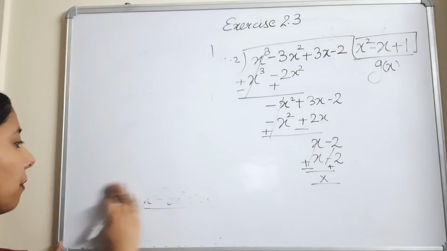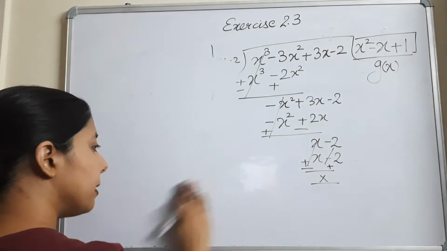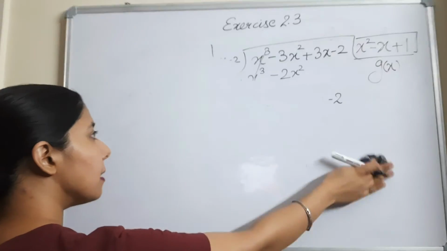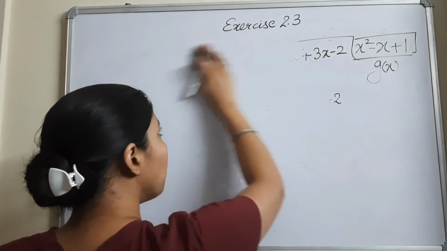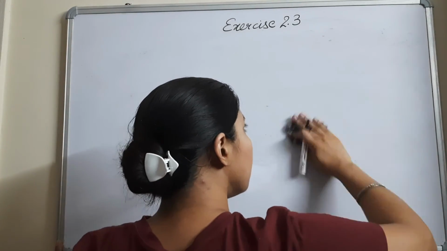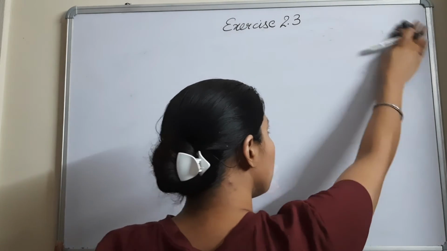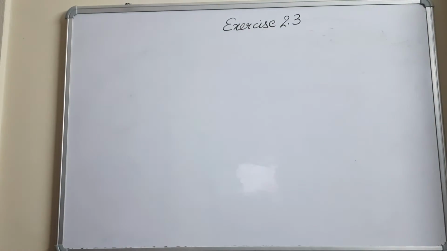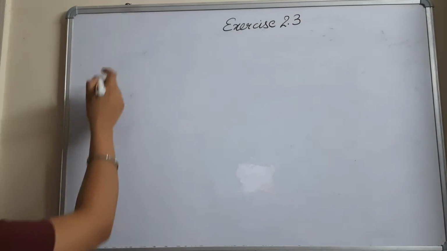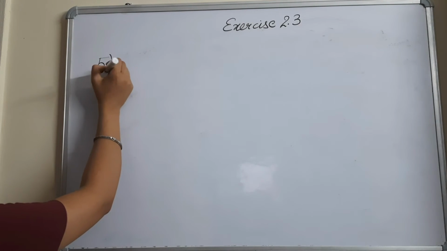So there is nothing to worry about in this chapter, polynomials. This is a very easy chapter if you are learning the concept. There is no difficulty in solving any question from polynomials. So come to question number 5.